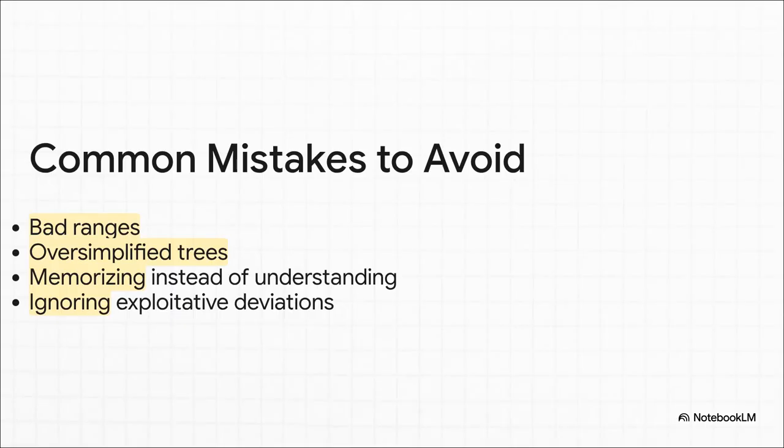And as you build that habit, just try to avoid these common traps. We've already hammered home the bad ranges point. Also, don't oversimplify your bet sizes in the tree, or you'll get bad answers. And remember, the goal is to understand the why, not just memorize what to do. And finally, never forget that GTO is the starting point, not the end. The real money comes from exploiting your opponent's mistakes.